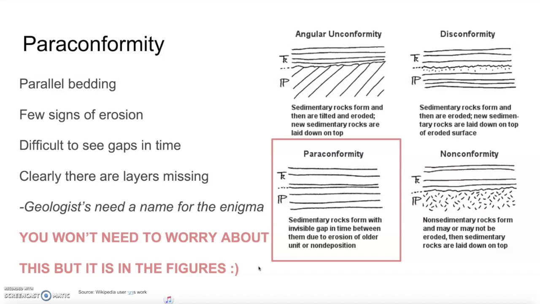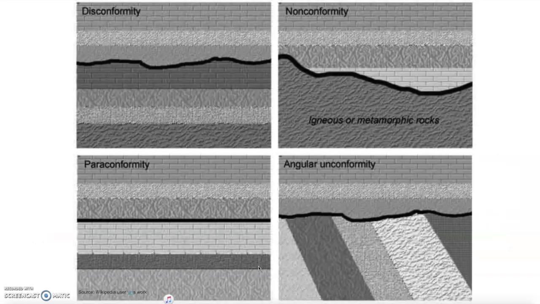It's difficult to see the gaps in time. There's not a lot of signs of erosion. And it's really just a word we use when we don't know what it is. And you'll see it in almost all of the figures on unconformities. And it's really just something that is included for people to just, it's like the garbage can word. I don't want to say that in an insulting way, but that's essentially what it is. And this is just that last figure real quick.